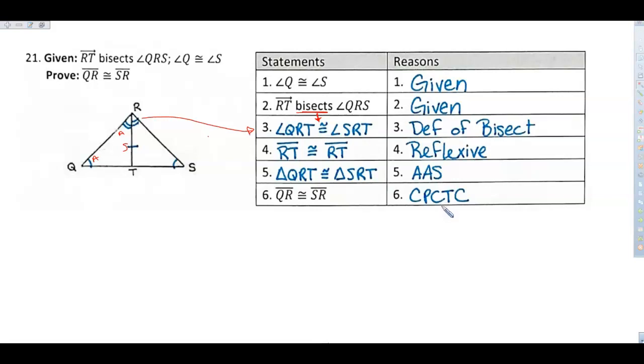All right. So please make sure that, again, you're looking at the picture first when you're doing these proofs. Mark the picture first, and then put those marks in the proof. It is so much easier if you do it that way than if you try to do it by just looking at what's in the proof. All right, start with the picture, then go to the proof.